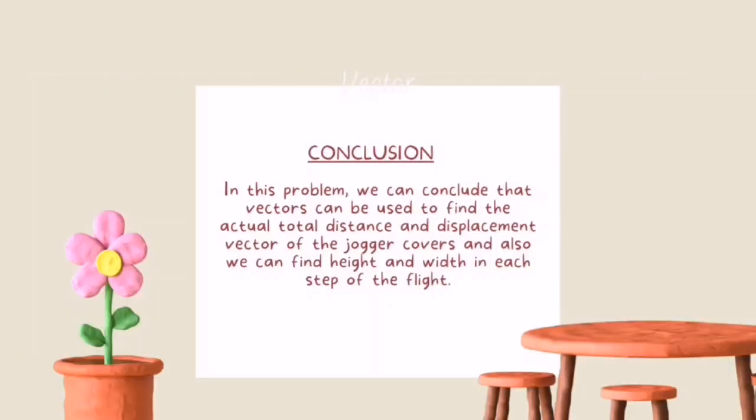So we can conclude that vectors can be used to find the actual total distance and displacement vector the jogger covers, and also we can find the height and width of each step of the flight.